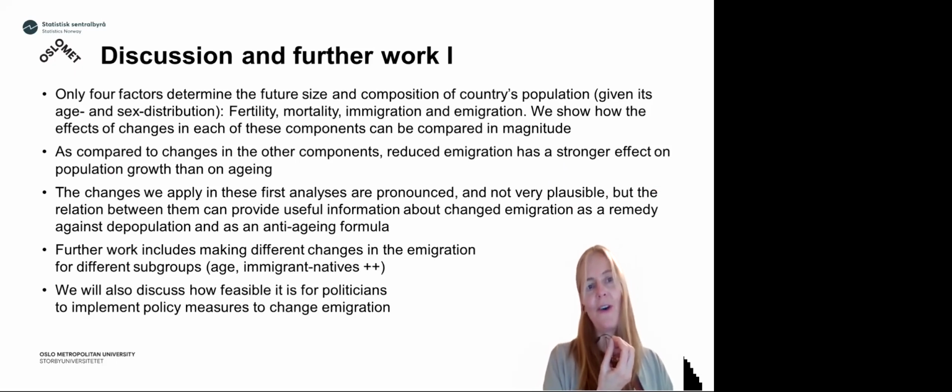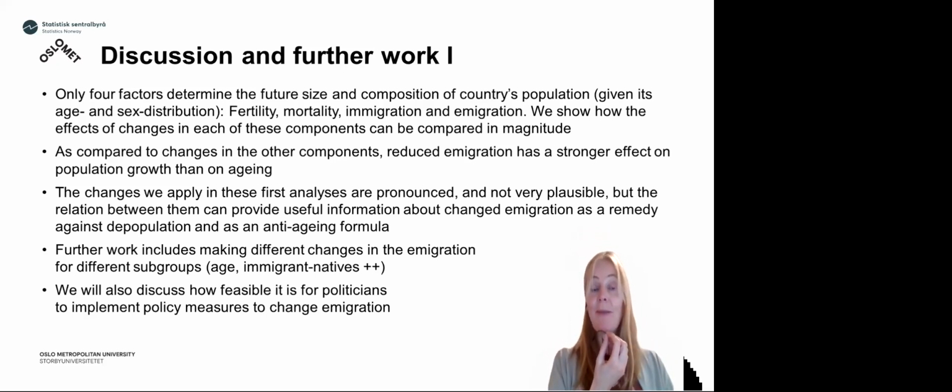Only four factors, as you know, determine the future size and composition of a country's population given its age and sex distribution. That is fertility, mortality, immigration, and emigration. And we show how the effects of changes in each of these components can be compared in magnitude. And as compared to changes in the other components, reduced emigration has a stronger effect on population growth than on aging. And I have to be the first one to admit that the changes we apply in these first analyses are pronounced and not very plausible. I mean, cutting emigration by 50%, how can you possibly do that?